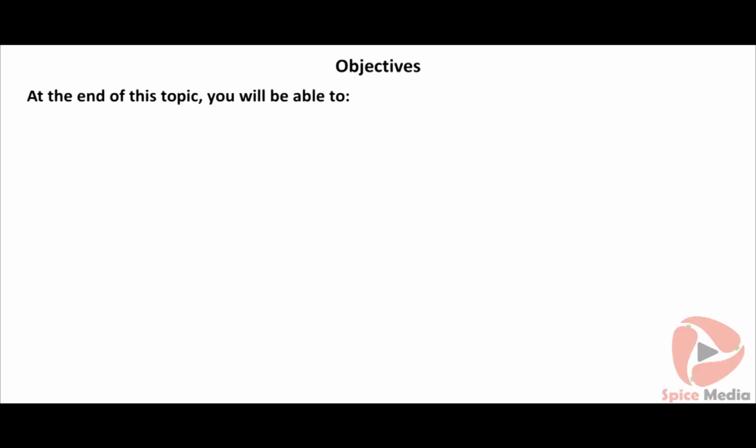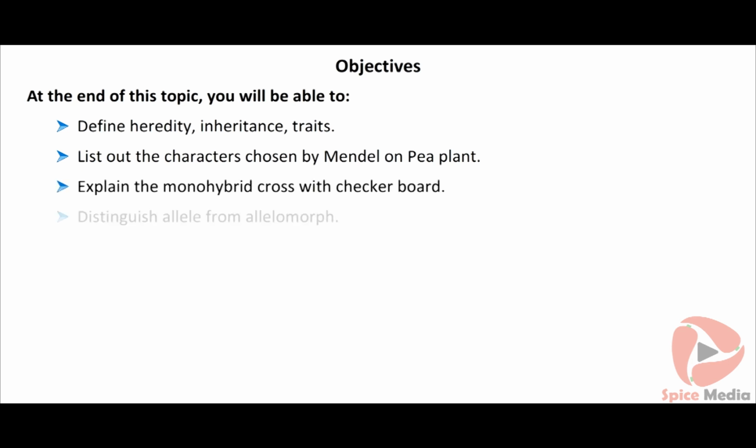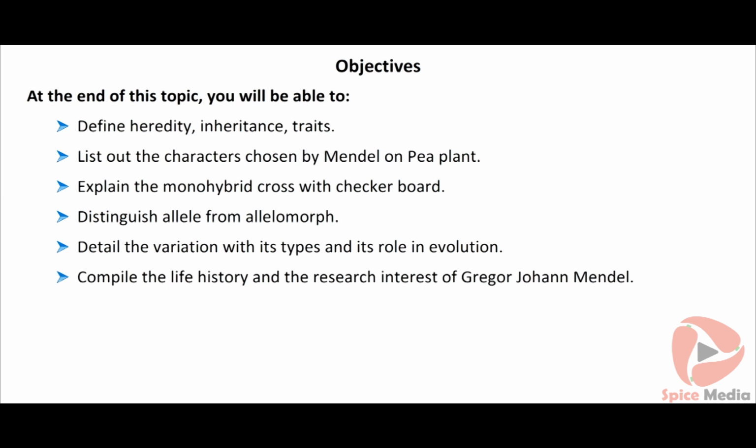At the end of this topic, you will be able to define heredity, inheritance, traits, list out the characters chosen by Mendel on pea plant, explain the monohybrid cross with checkerboard, distinguish allele from allelomorph, detail the variation with its types and its role in evolution, compile the life history and research interest of Gregor Johann Mendel.